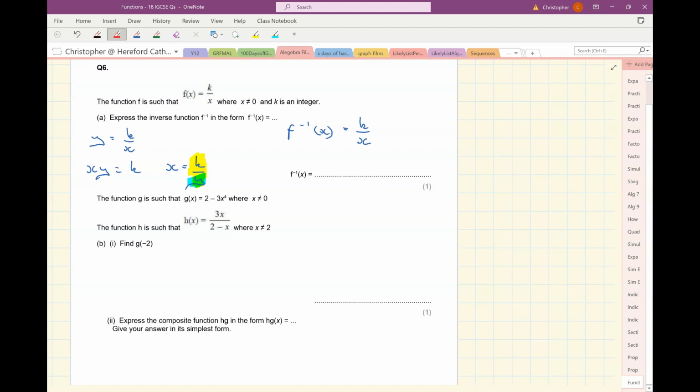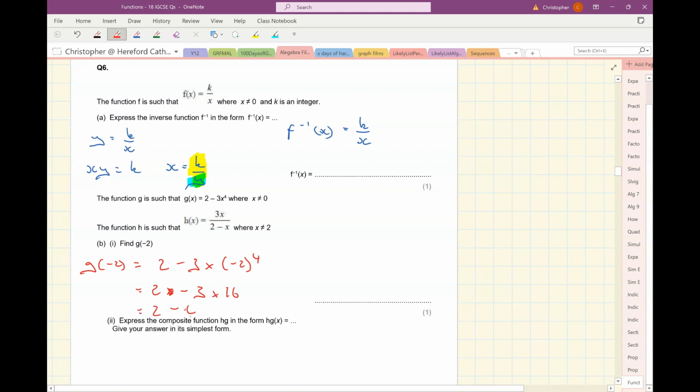g of minus 2. So what we're going to do is take minus 2 and g it. Well, when you g something, you do 2 minus 3 times the something to the power of 4. That's going to be 2 minus 3 times, right, 2 to the power of 4, 2, 4, 8, 16. And that's plus 16, of course, because it's to an even power. So that's 2 minus 48, minus 46.